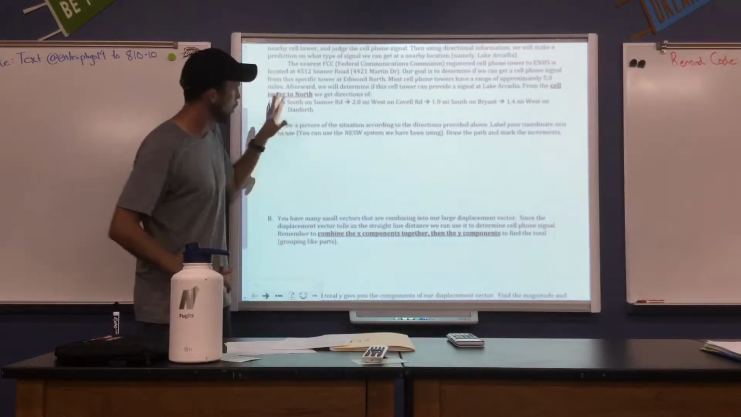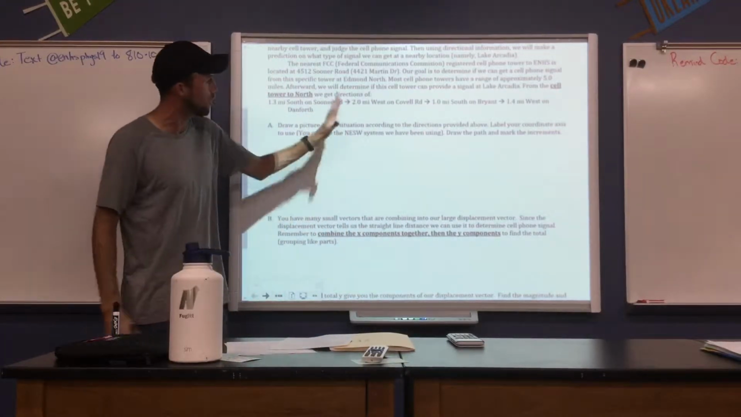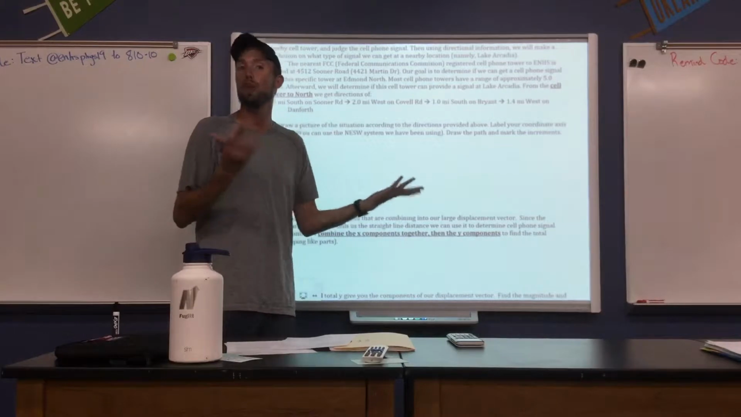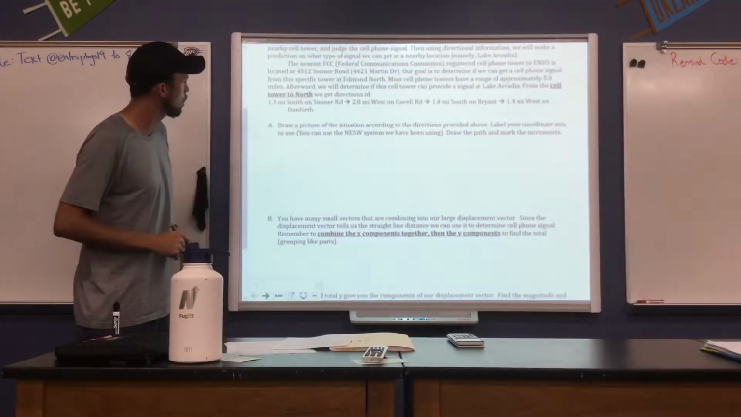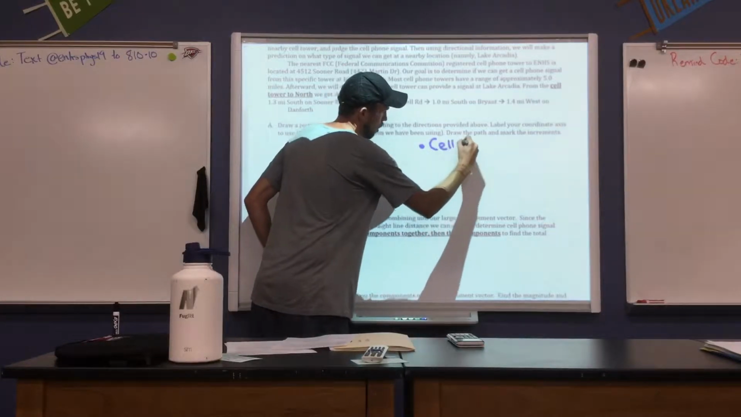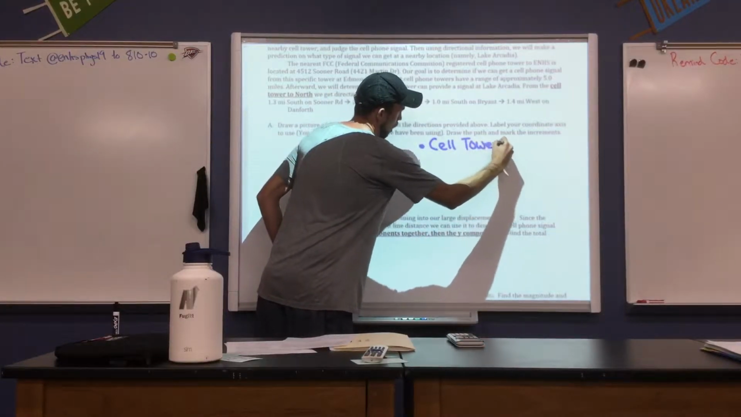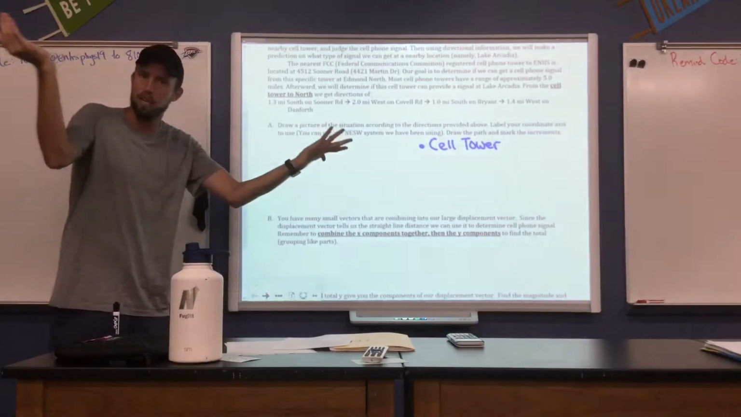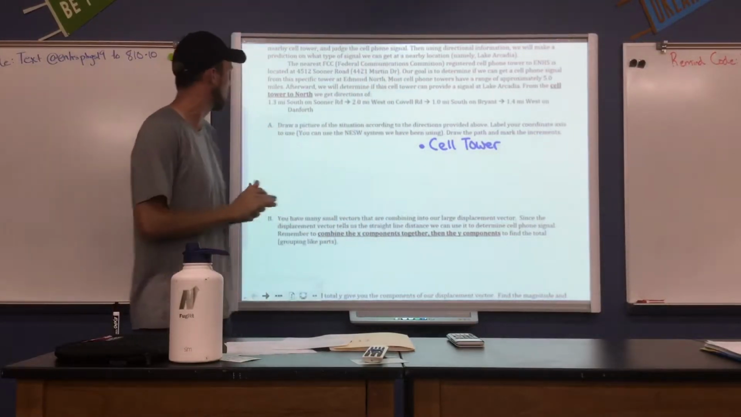Part A of our group problem asks us to draw a picture of the situation based on the directions that we are provided. I'm going to start with these directions up here. I'm going to draw an arbitrary point and refer to this as our cell tower. We can put it anywhere we want. I'll just choose a point and put it there.